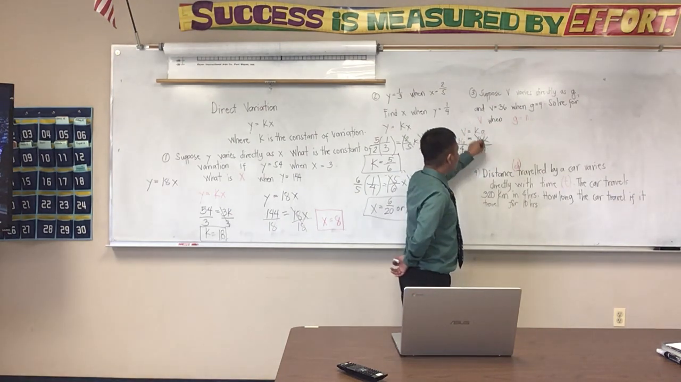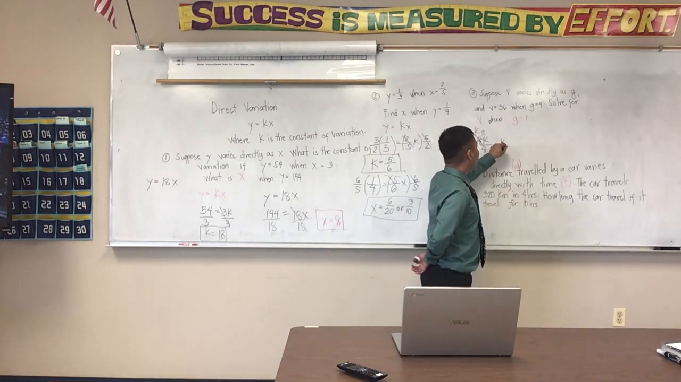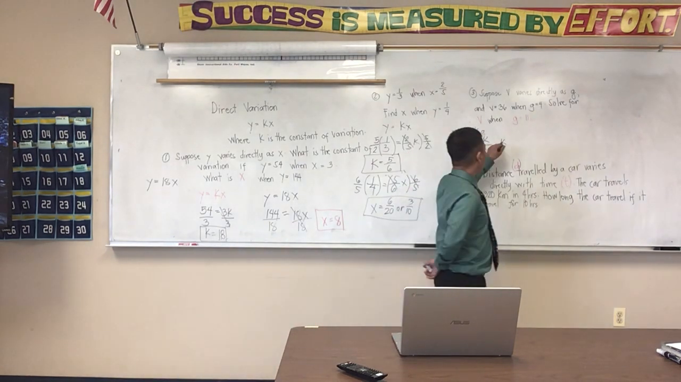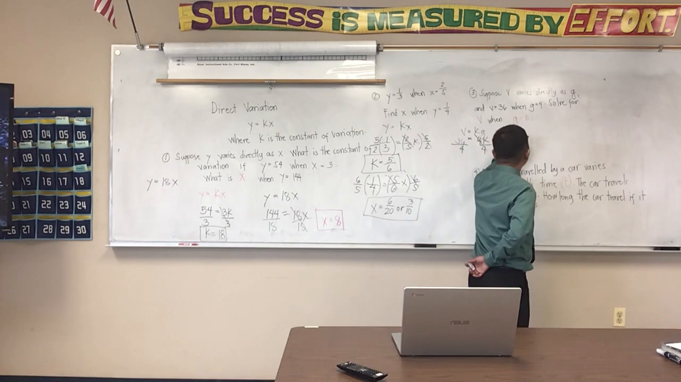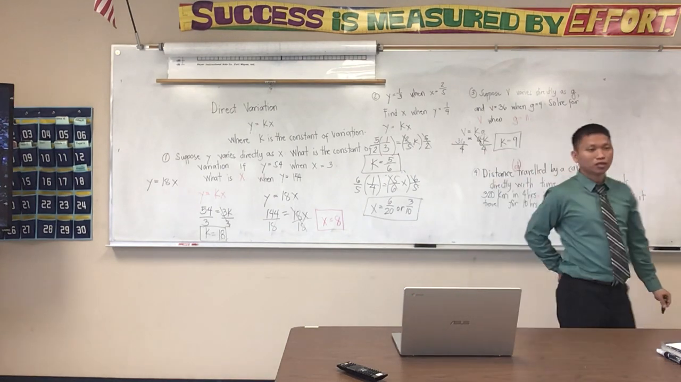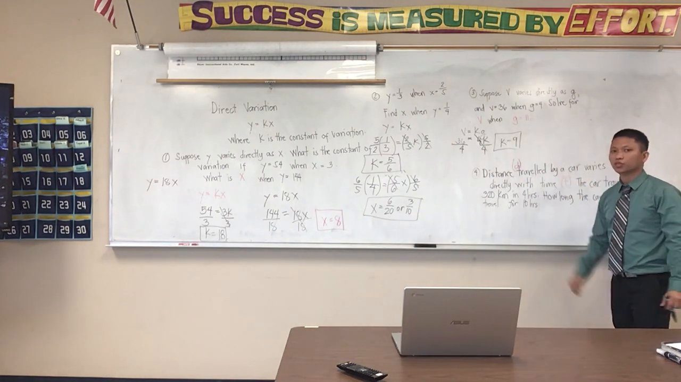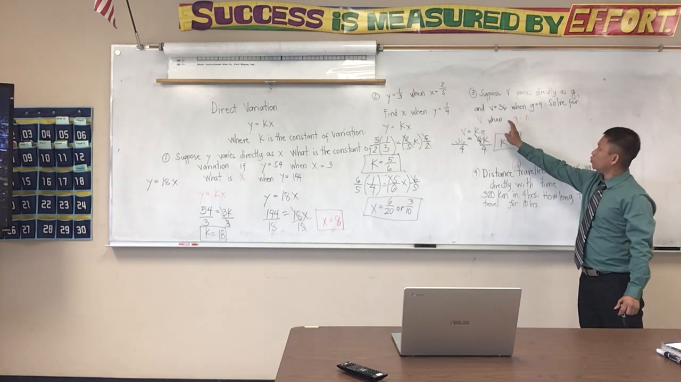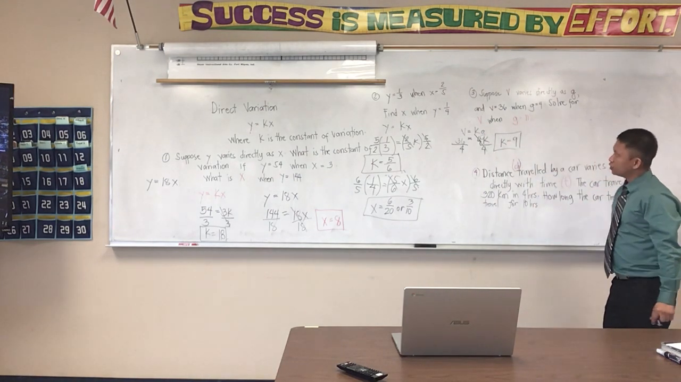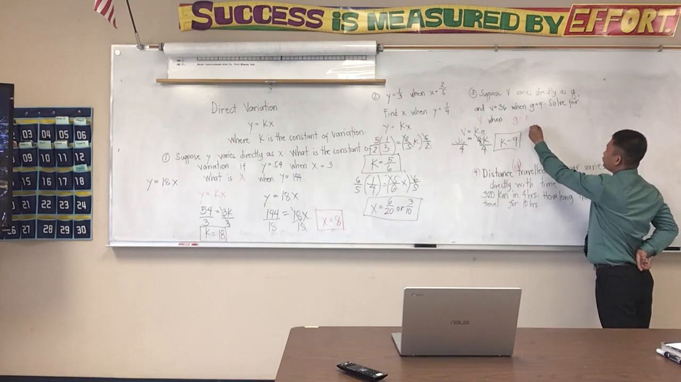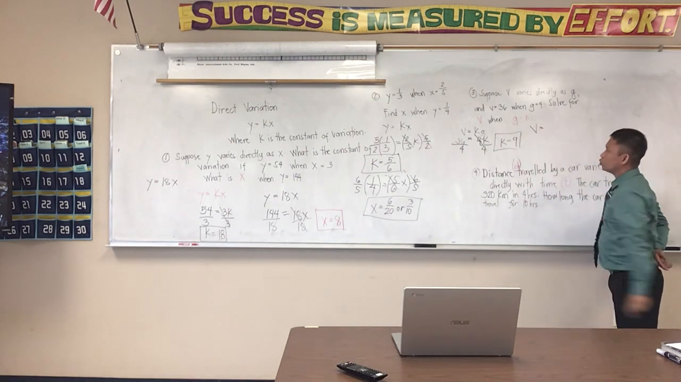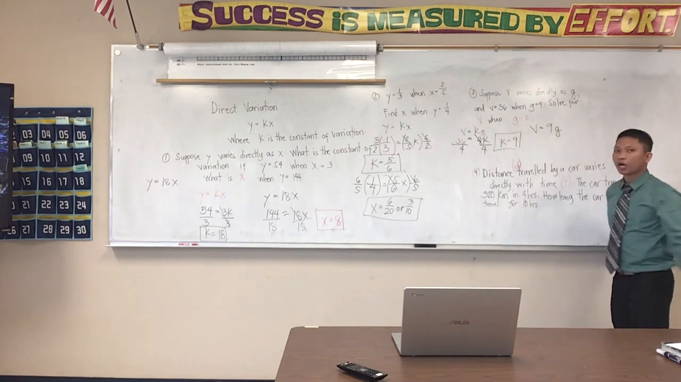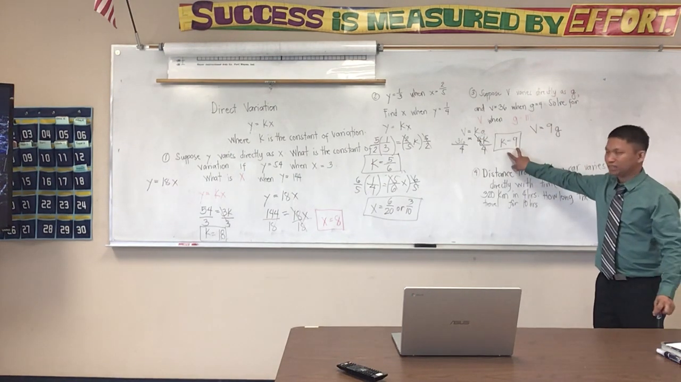So we have now our constant, 36 divided by 4. The answer is 9. Okay, since we have already our constant of variation, we can solve now for v when g is equal to 11. So our equation now will become v is equal to 9g, since our constant is 9.